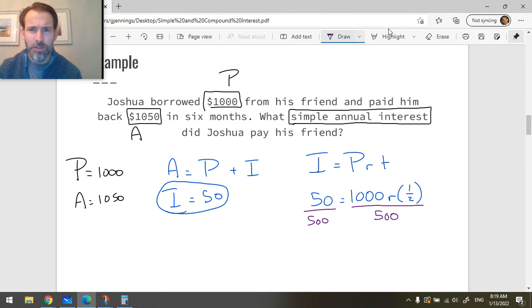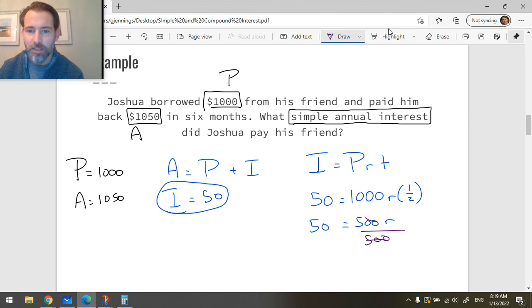I'm skipping steps. Maybe I shouldn't skip steps. So for those of you that are comfortable doing that, that's great. But if you're not, here, we'll do some extra. We'll just take your time, Mr. Jennings. These lessons are very short, so you can take your time. So 50 is equal to 500 times R. Just multiply that times that. And now do the inverse operation, Mr. Jennings. Good, much better.